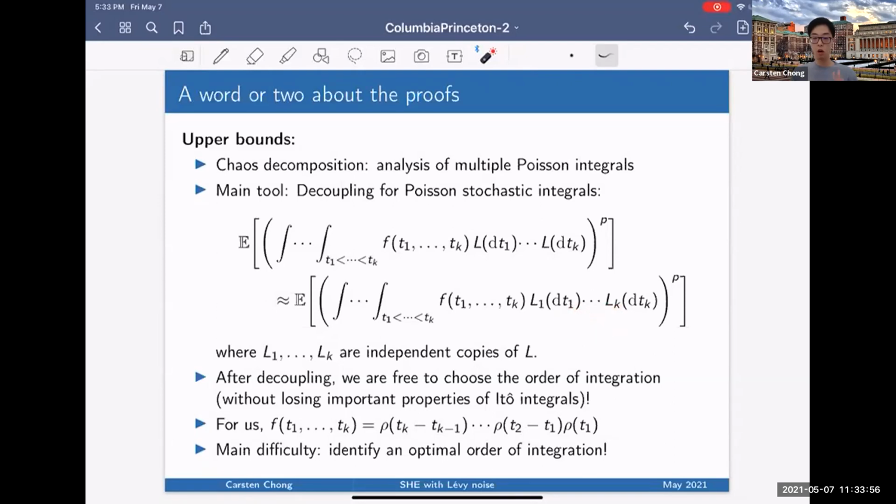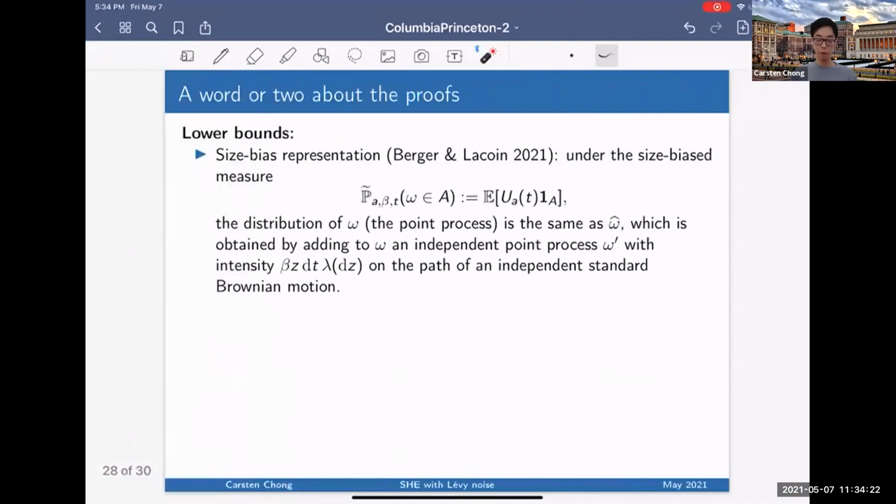So we can switch all these L's around. We can first integrate with respect to T5, then with respect to T2, and so on and so on. So this allows us to choose an optimal order of integration, and that will help us in deriving these upper bounds for the heat equation with Lévy noise. So that's the main idea for upper bounds.